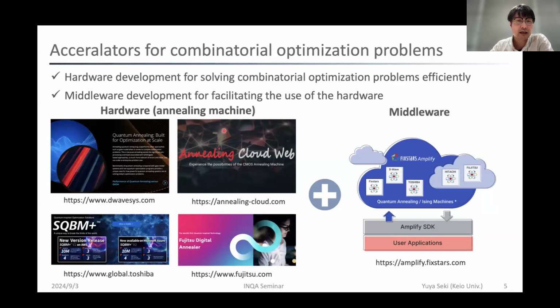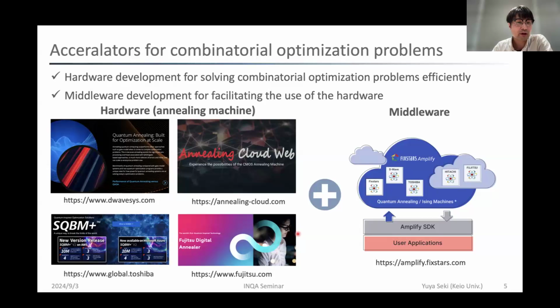In recent research, some accelerators for combinatorial optimization problems have been developed. For example, as you know, D-Wave Systems developed a quantum annealing machine based on superconducting qubits. In addition to D-Wave Systems, Hitachi, which is a manufacturer in Japan, developed annealers based on CMOS technologies and provides a service to access their machines. And Toshiba developed the SQBM Plus, and Fujitsu developed the Fujitsu Digital Annealer.